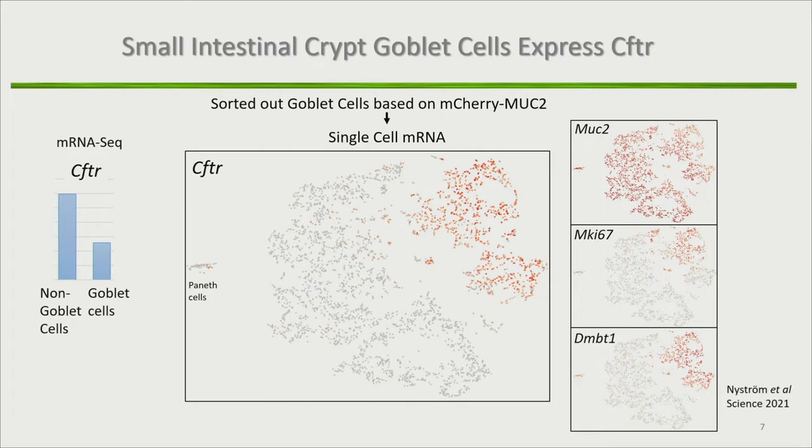When we looked in our single cell data sets, it turned out that there are CFTR channels in all the goblet cells of the crypt. And there's less than in the surface cells, but there is a substantial amount. There is nothing in the other goblet cells of the small intestine, it's only in the crypt.